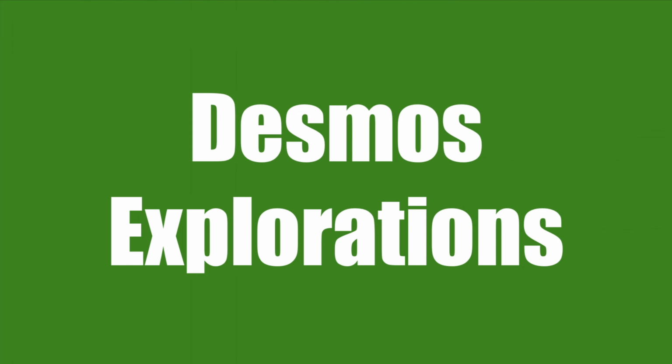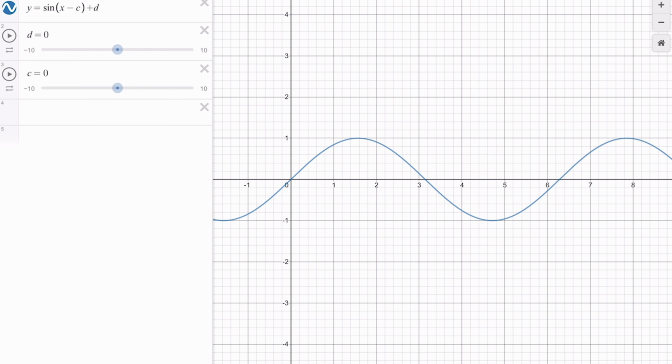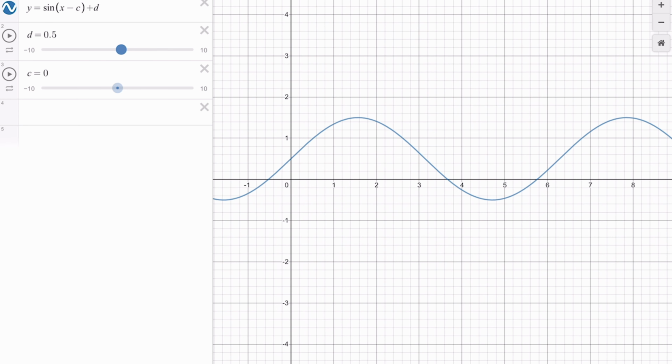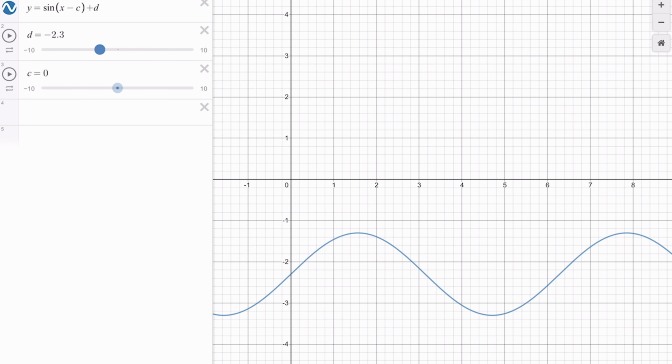Let's take a little pause and quickly see what this looks like in Desmos, because this will mess with how we interpret our amplitude. Here we are in Desmos. You can see that we have a sine function graphed here, and if we increase the d variable, we see it go up. If we decrease it, we see it go down.